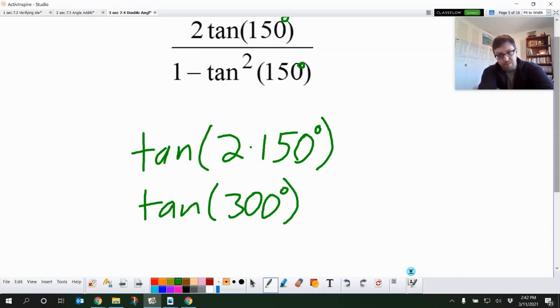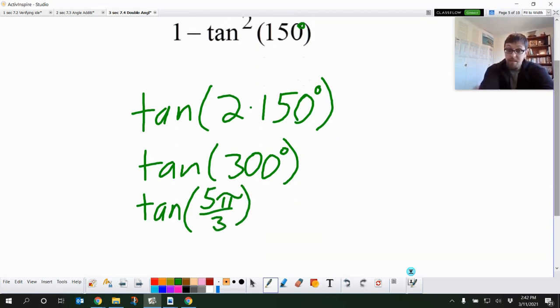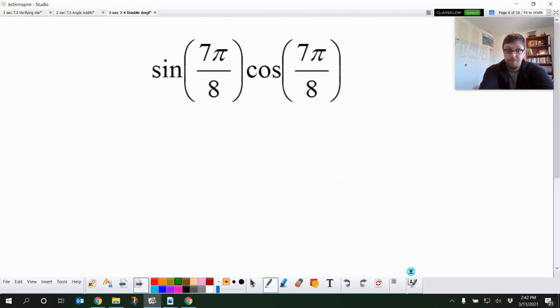I don't know what the tangent of 300 degrees is, but I do know what the tangent of pi over 3 is. So if I convert that into radians, 300 degrees is the same as 5 pi over 3 radians. And the tangent of 5 pi over 3 radians is going to be negative because that's in quadrant 4, and tangent of pi over 3 is the square root of 3, so it's just negative square root of 3. Done. Woohoo! It's great.